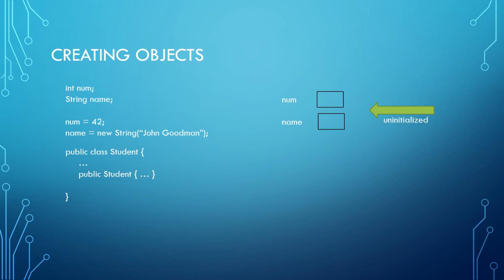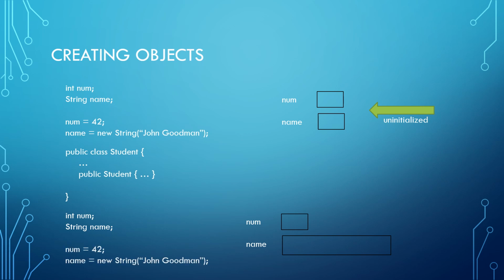Here are two examples of how this is done. First, we create the type and variables. We say we want a number that will be an integer and a name that will be a string. Now we will later declare the values for these variables. By doing this, we can change the values of the variables throughout the program. So maybe in the first class, we want the values of the variables to be 42 and John Goodman.